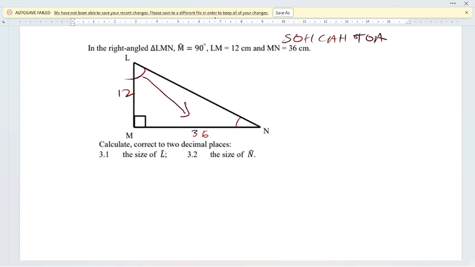Opposite, adjacent. I'm going to say tan of L equals opposite over adjacent. Opposite is 36 over, what is adjacent? 12.